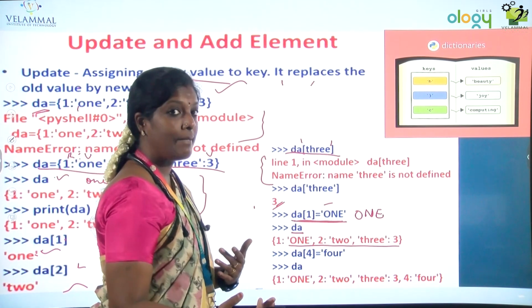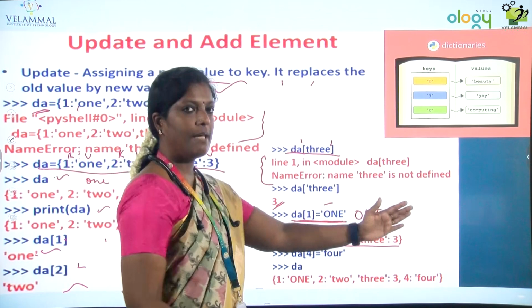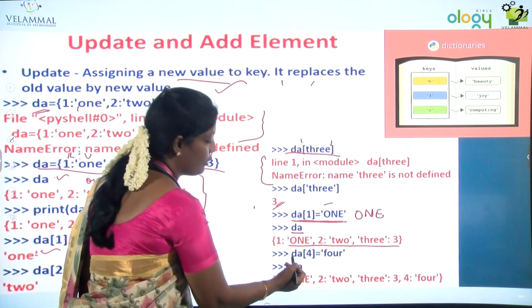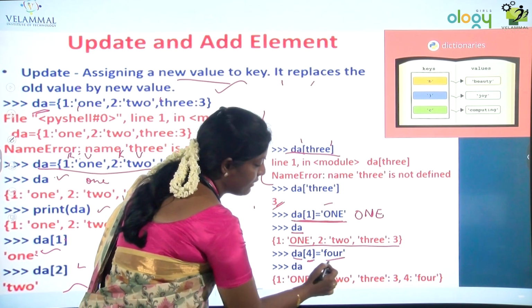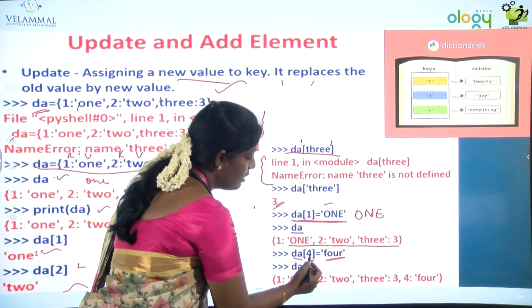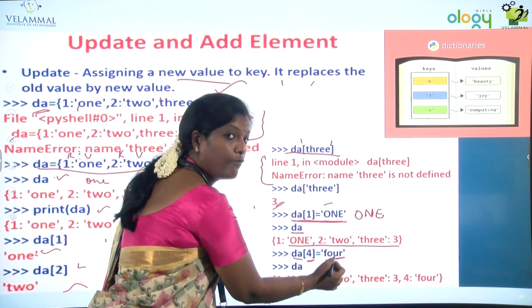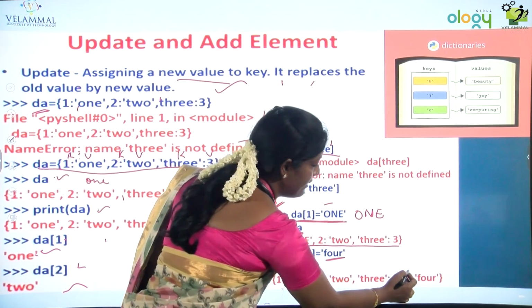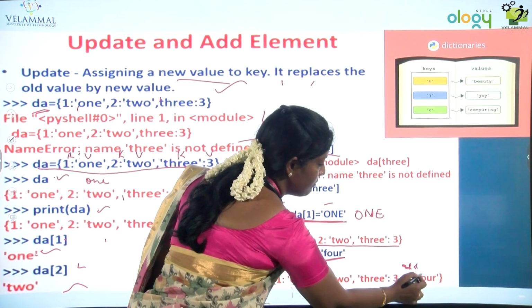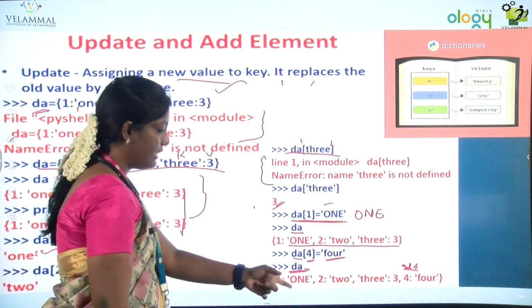If you want to add an element, what are you going to do? Fourth element I'm going to add. How am I supposed to do it? Dictionary name, new key value and the value pair. So 4 is equal to FO1 is given. Again I'm displaying it. See, it is being added in the last. Can you see it? The element has been added.